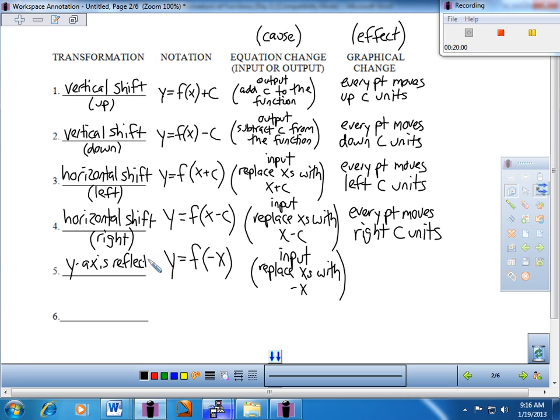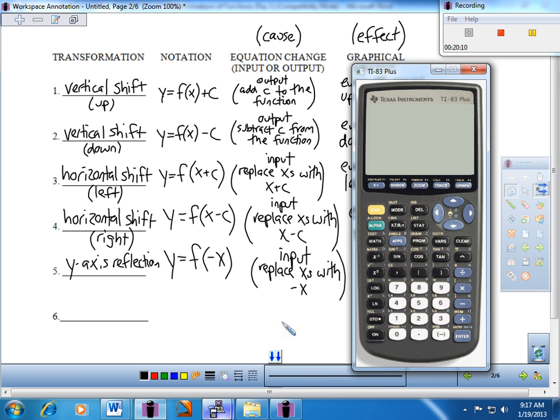So it is an input change. Let's be clear on that piece. And it is the x's that have changed. So let's bring that graph on up and let's be specific. What was the true graphical consequence here? What happened to all of the original points? So as we said, they reflect over the y-axis, but what changes when it reflects over the y-axis? Think about that for a second.